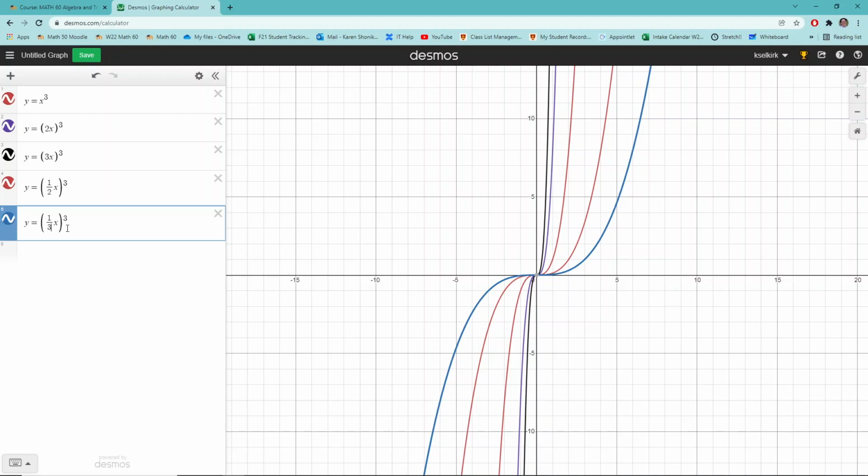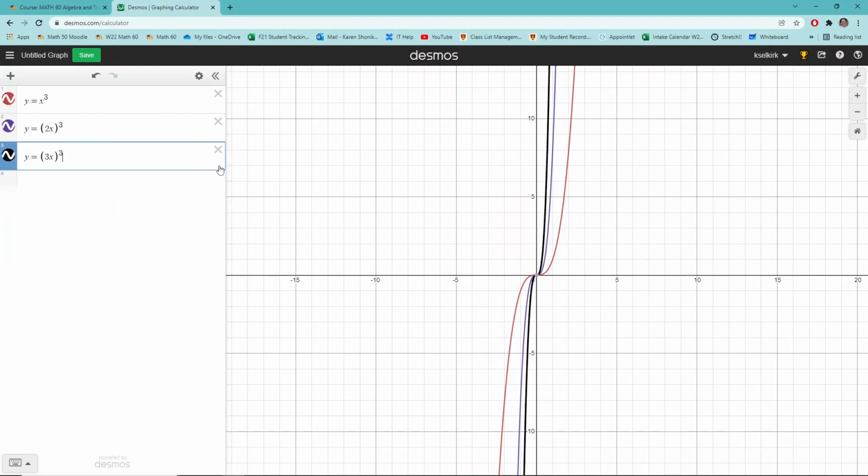Does that make sense? So the moral of the story is that everything with x is opposite of what it appears. If it looks like you should multiply by 2, divide by 2. If it looks like you should divide by 2, multiply by 2, and it'll work every single time. Also, be very careful that y equals (2x) all cubed is very different than y equals 2x cubed.